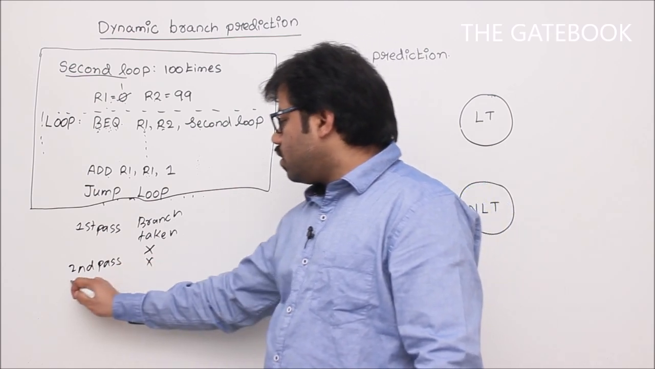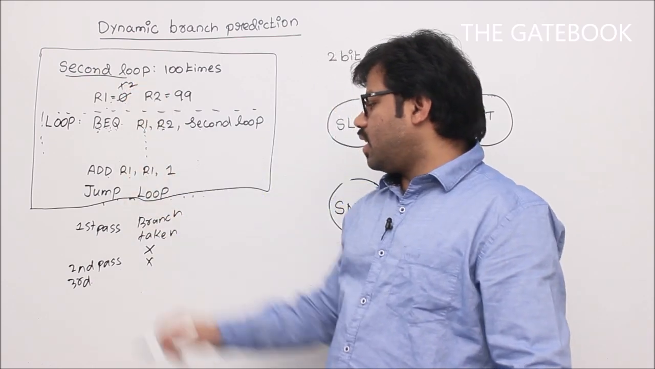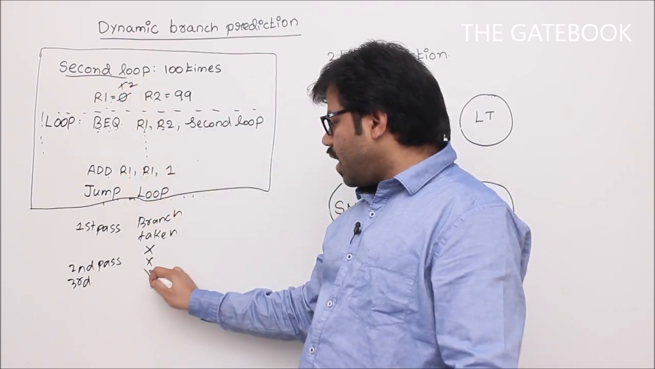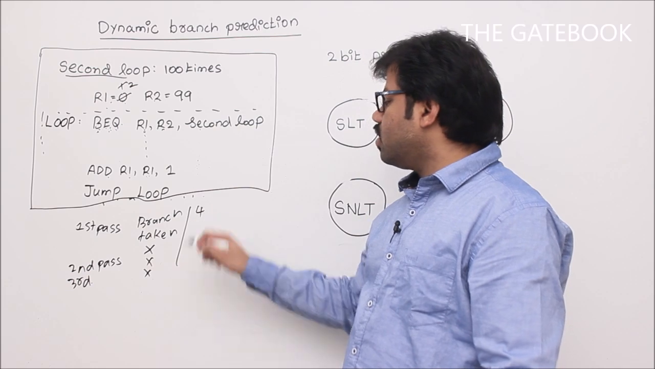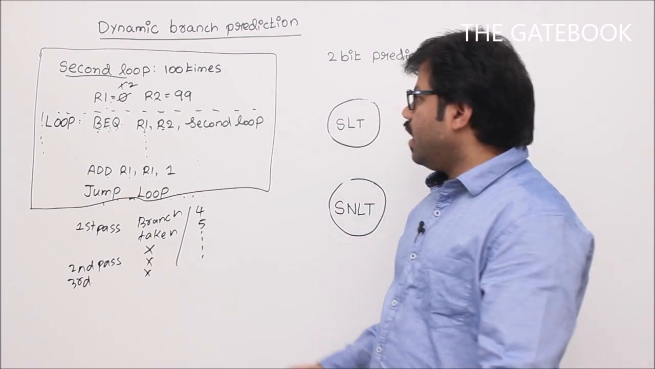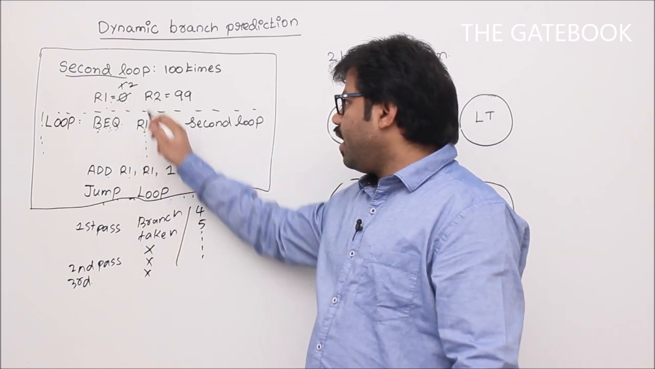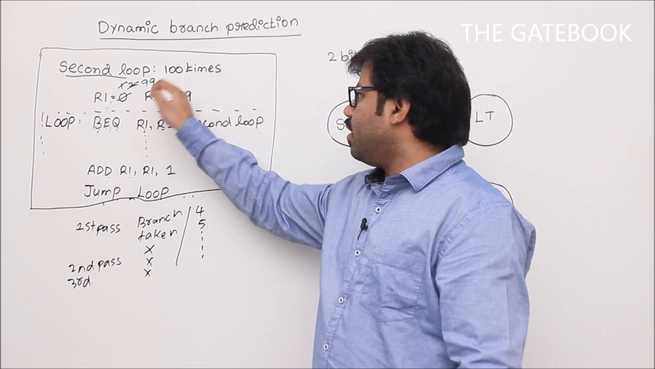In the third pass, R1 will become 2. You can understand by this time, right? Third pass also, the branch will not be taken. Fourth pass, no. Fifth pass, no. How many times do we have to wait? We'll see. Eventually, because every time you are incrementing, R1 will become 99.